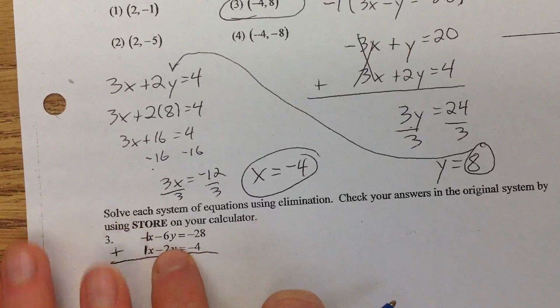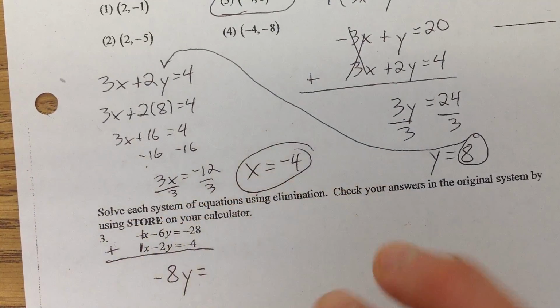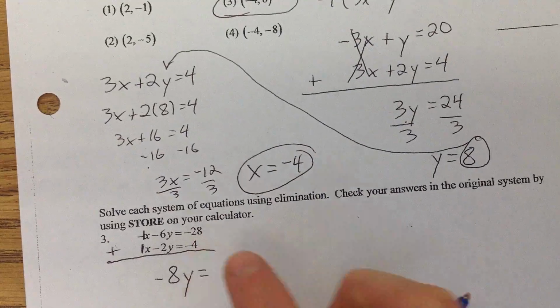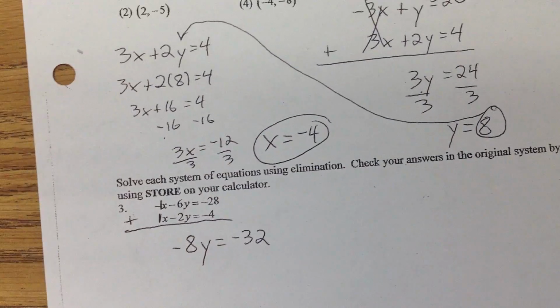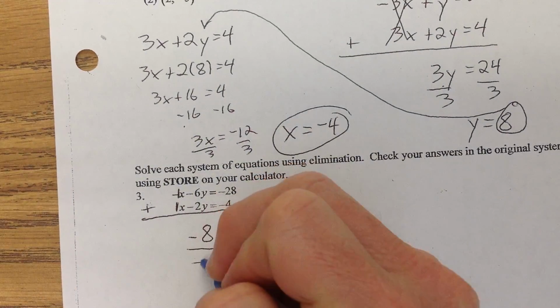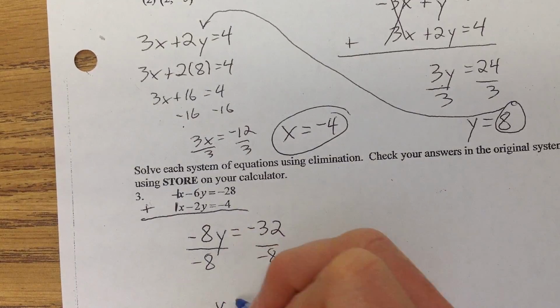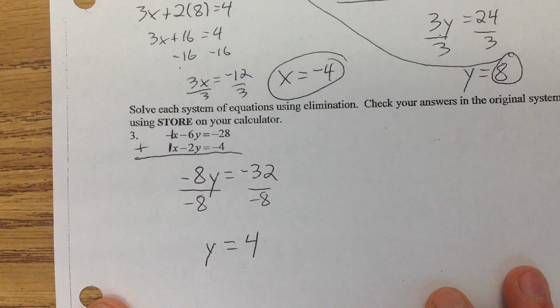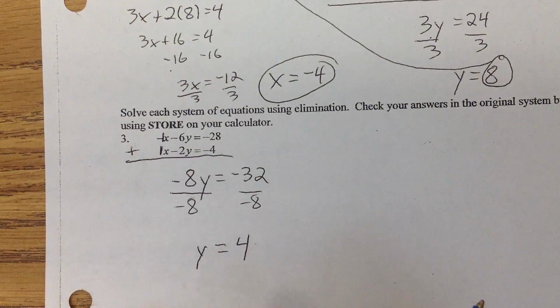Negative 6 plus negative 2 is going to be negative 8y. Negative 28 plus negative 4 is going to be negative 32. Divide both sides by negative 8. And when you have a negative divided by a negative, we're going to end up with a positive 4. Okay? That gives us half of our solution.